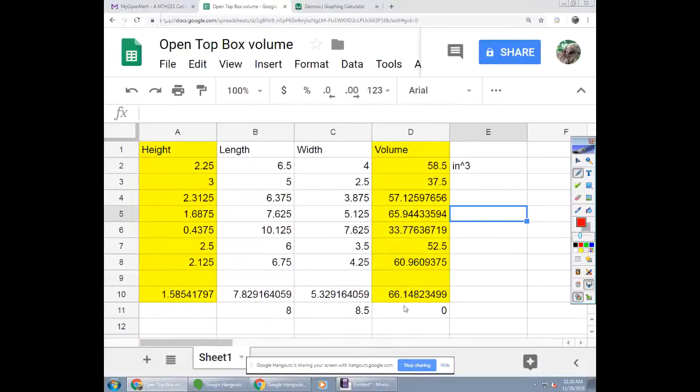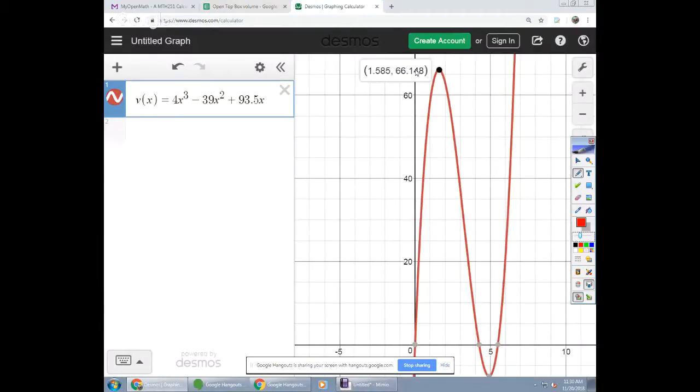1.585. And the corresponding volume should be about 66.148-ish. And Desmos says 66.148-ish. So graphing calculators enable people to find these values without using calculus. But where would we be without a graphing calculator? We would need calculus. We would do derivatives. Yeah, you need a derivative to figure out that point is there.